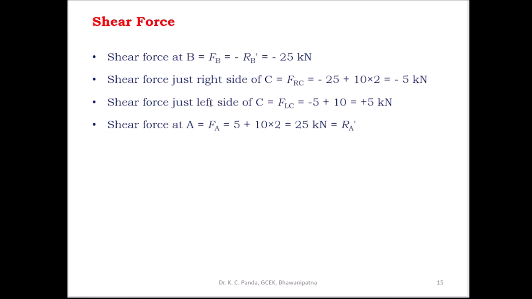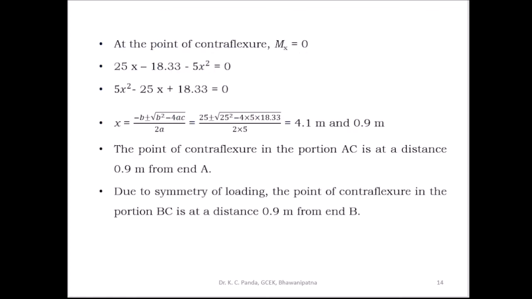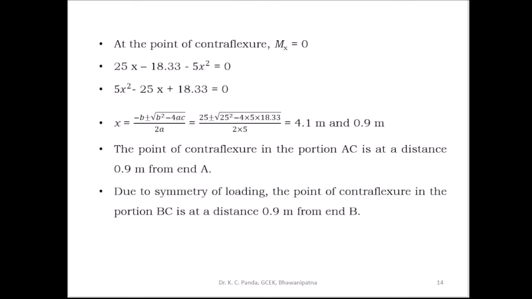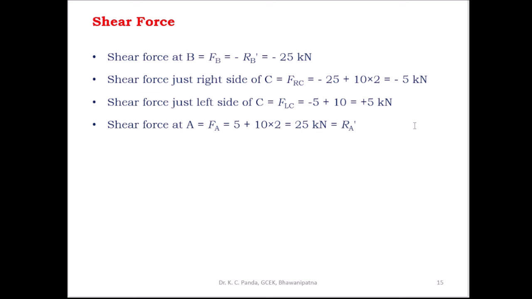Then find out the shear force just left side of C. This is equal to minus 5 plus 10, which is equal to plus 5 kilonewton. Just at C there is one concentrated load present. Here you have to take downward force as positive. So the shear force just right side of C plus 10 gives the shear force just left side of C, that is minus 5 plus 10, which is equal to plus 5 kilonewton.